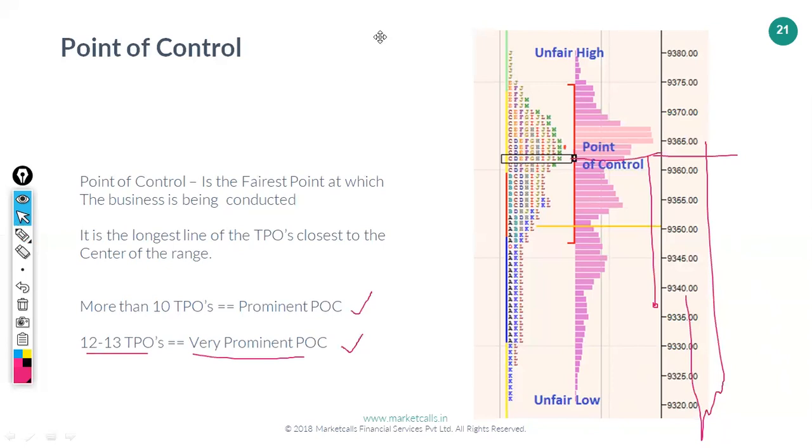Any questions on prominent point of control? Can you please explain why one would say that the short-term players are present at the prominent point of control? Sorry, I could not get it.